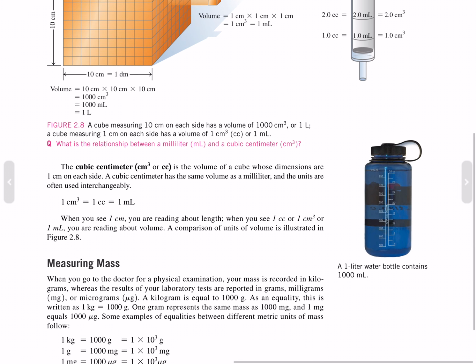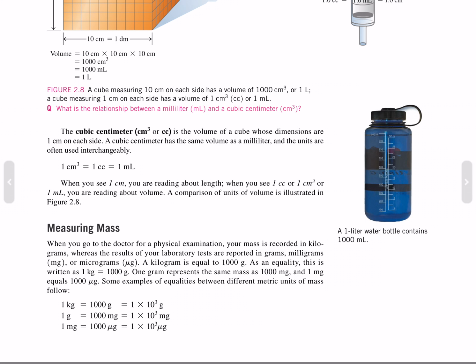A cubic centimeter, or cm to the 3, or a cc, is the volume of a cube whose dimensions are 1 centimeter on each side. A cubic centimeter has the same volume as a milliliter, and the units are often used interchangeably. 1 centimeter cubed equals 1 cc equals 1 milliliter. When you see 1 centimeter, you're reading about length. When you see 1 cc or 1 cubic centimeter or 1 milliliter, you're reading about volume. A comparison of units of volume is illustrated in Figure 2.8.